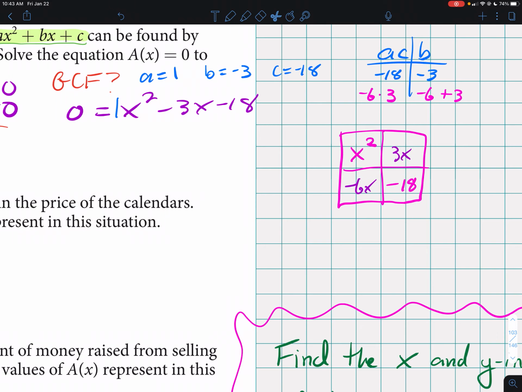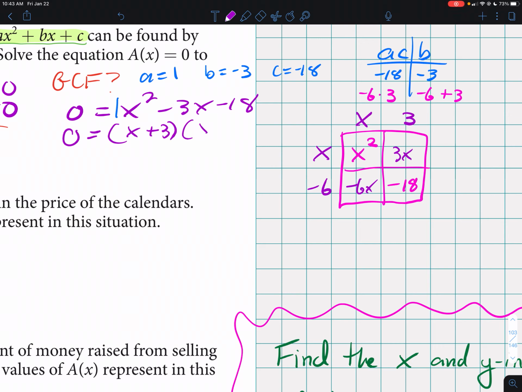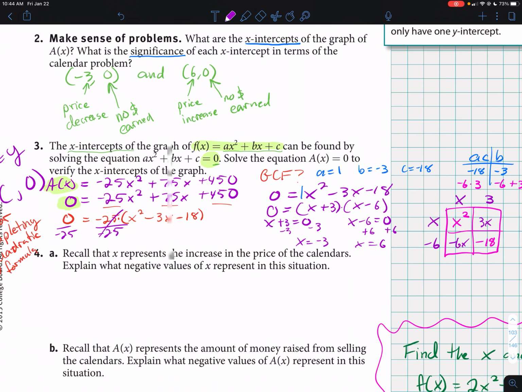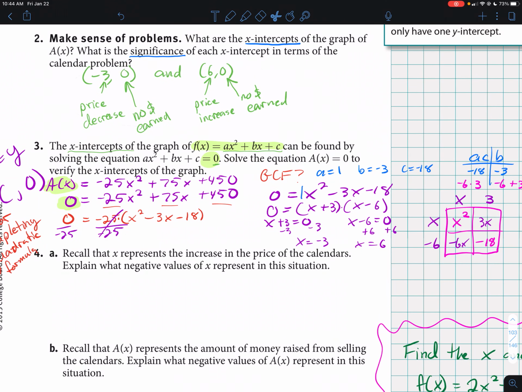And since I did factor out that negative 25, I have a much easier problem. This is x, and this is x, which means this is 3, and this is negative 6. So we have 0 equals x plus 3 times x minus 6. And now that it's factored, we can use the zero product rule. X plus 3 equals 0, x minus 6 equals 0, and then solve both equations. We get negative 3, and we get 6, which is what we had on our graph.